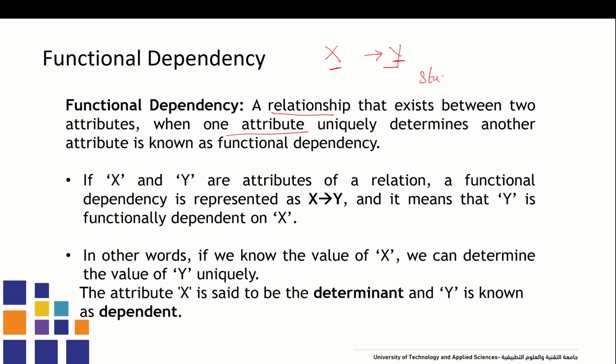Okay, for example, student ID determines student name. So wherever the ID is the same, the name will be the same. So I can say if I know the ID, I can determine the name. Okay, so this is the meaning of X determines Y. So what is functional dependency? The relationship between the attributes X and Y is called functional dependency. Okay, X determines Y. So X is called the determinant and Y is called the dependent. Okay, so this is called functional dependency.